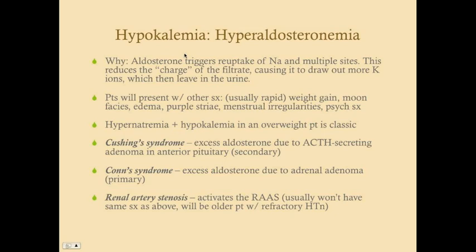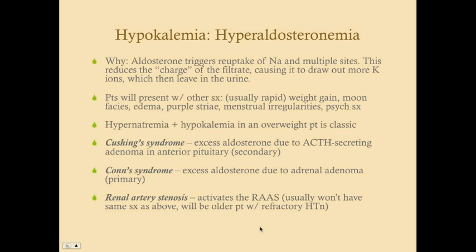Renal artery stenosis is another cause of hyperaldosteronism, but the reason is not due to an adenoma. It's due to the fact that you have a stenotic lesion in your renal artery. And if you're not perfusing your kidney enough, you're essentially having pre-renal failure. So your kidneys are going to sense that your blood pressure is too low, and it's going to activate the renin-angiotensin-aldosterone system, and you'll have high aldosterone. In these patients, you're not going to have Cushingoid symptoms.